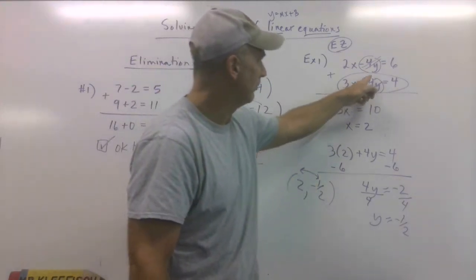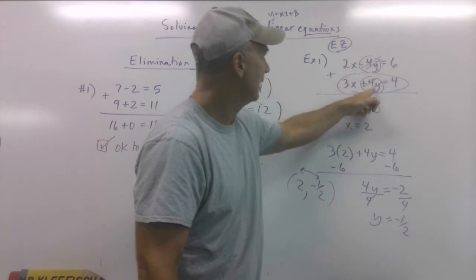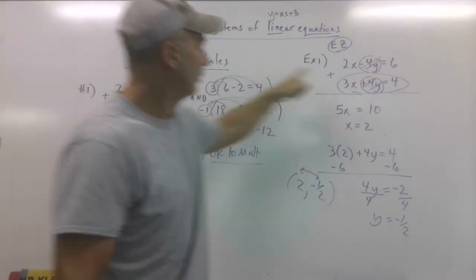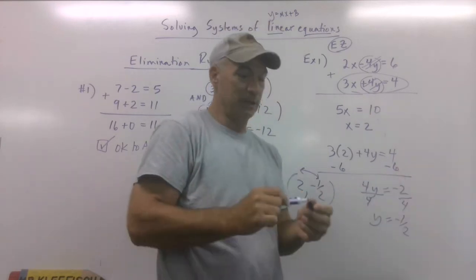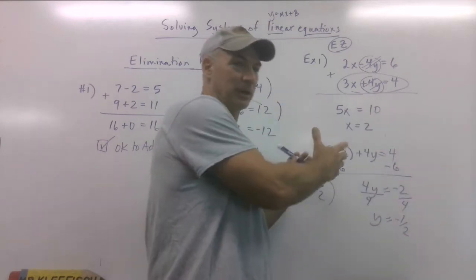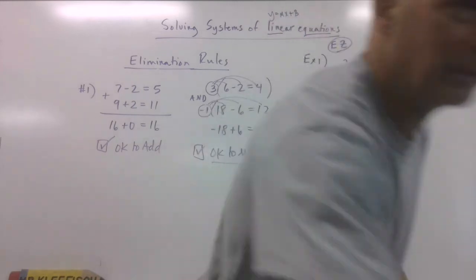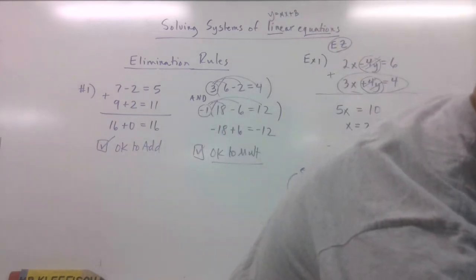Why was this one so easy? Because we already had opposites, and we eliminated the y's right off the bat. Is that the way they're all going to be? No. I'm going to put up a couple examples of those, and then we should be close to being done.